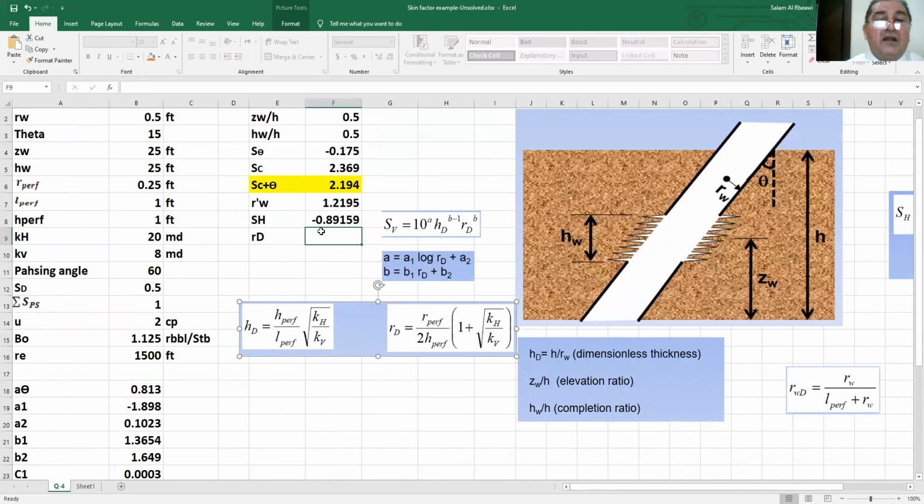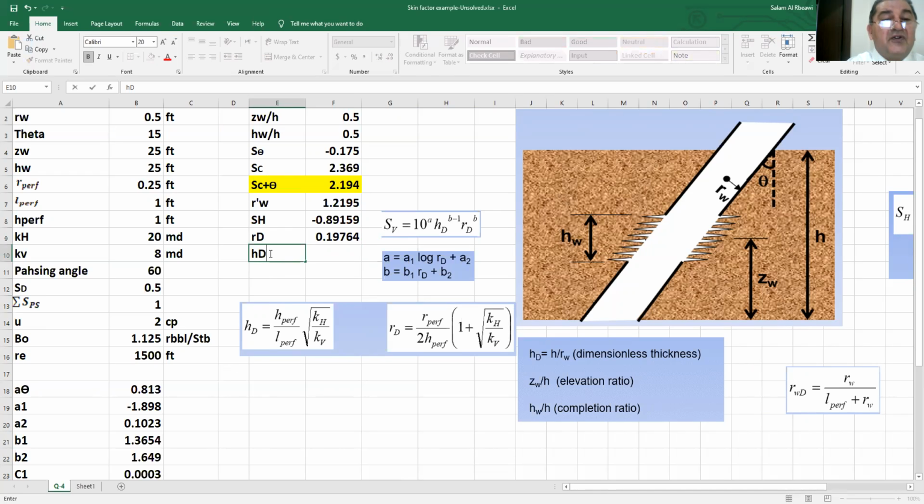Here is R sub D. R sub D is what? The radius of the perforation divided by 2 times the H of the perforation, this one, times the square root of KH divided by KD. See guys, close the parenthesis, and we are good. This is R sub D.